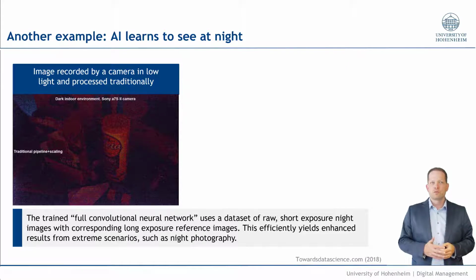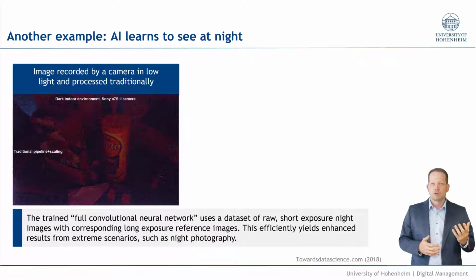Well, there were researchers who trained a full convolutional neural network, probably you don't know yet what that means, on a data set of raw, short exposure night images with corresponding long exposure reference images. So they made 2 images of the same situation, and this of many different situations, and then they took this as training data, as basically labeled data.